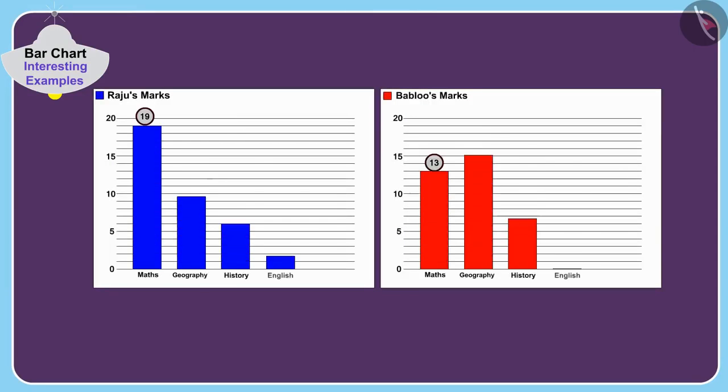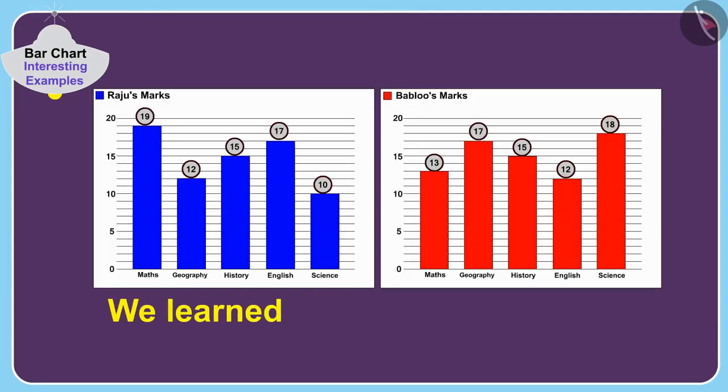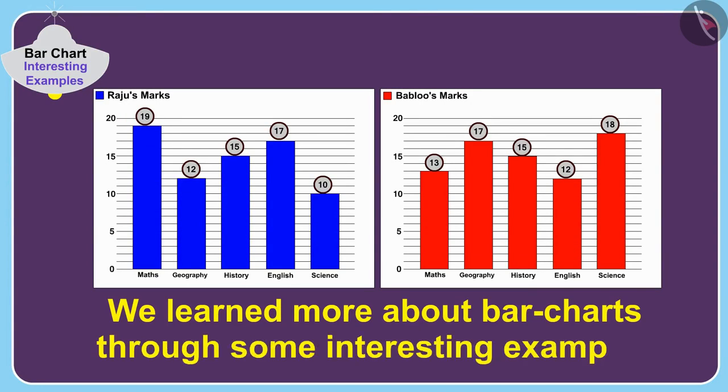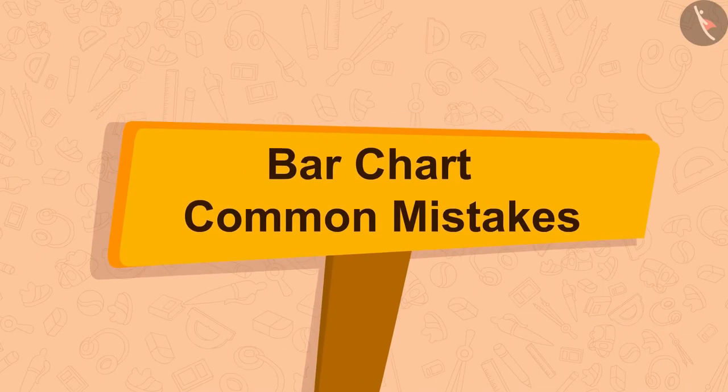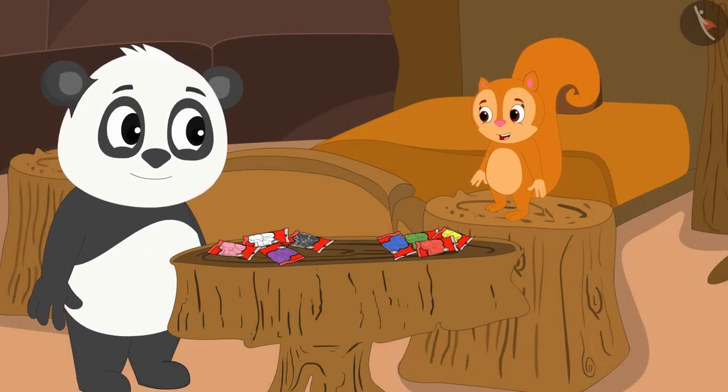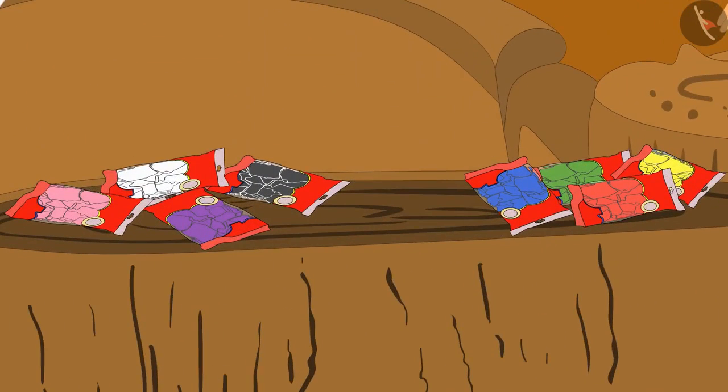Hello children! In the previous video, we learned more about bar charts through some interesting examples. In this video, we will see some common mistakes related to this. Golu and Chanda bought balloons from the market for Bhola's birthday.